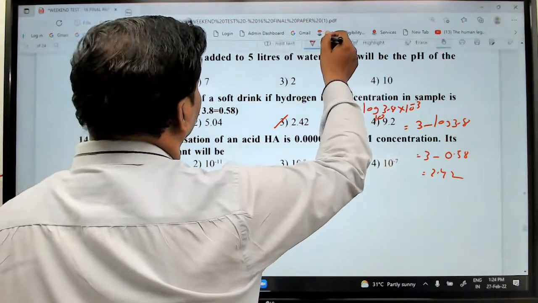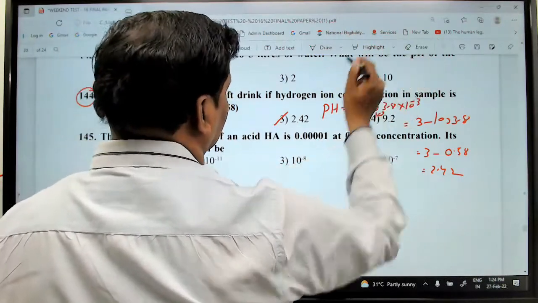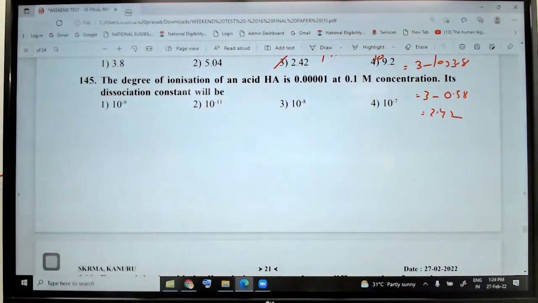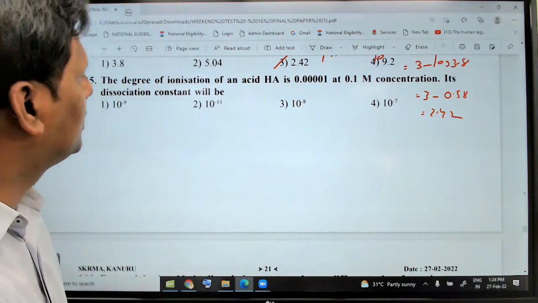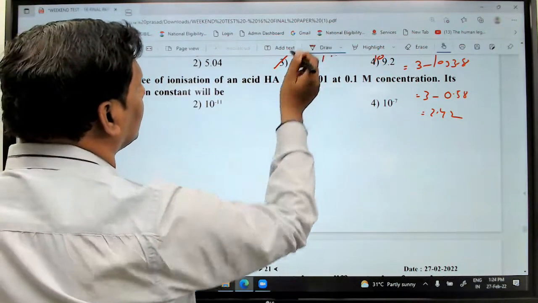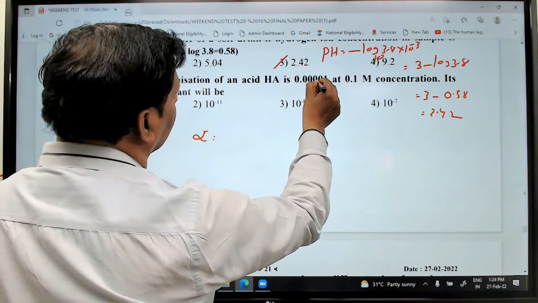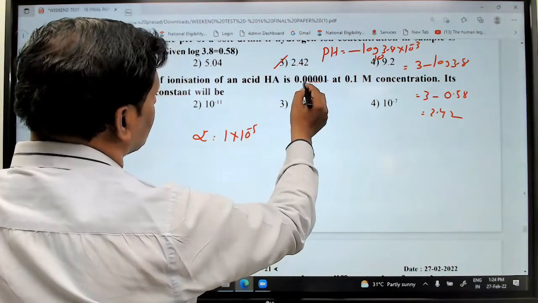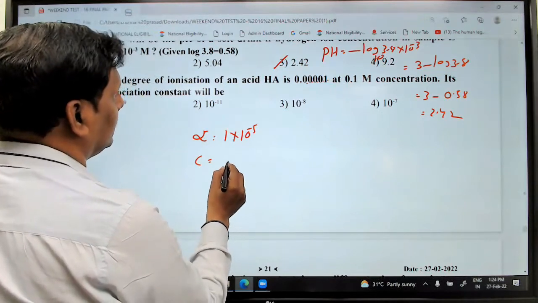Next, question number 145. Degree of ionization of acid HA is given. Very simple thing: alpha value is given, 1 into 10 power minus 5. Once again, decimal point, 1 2 3 4 5, alpha value is given, C is given, 0.1.